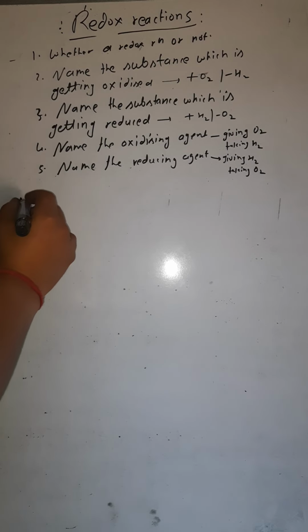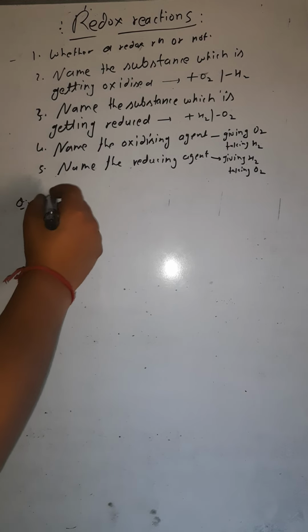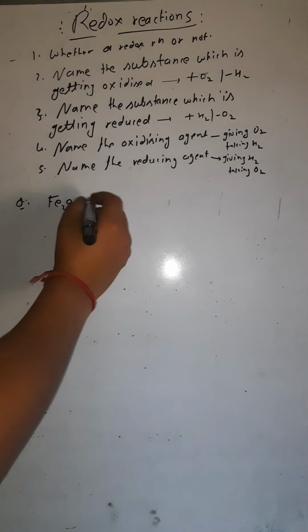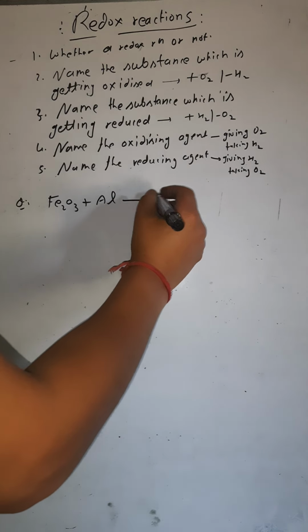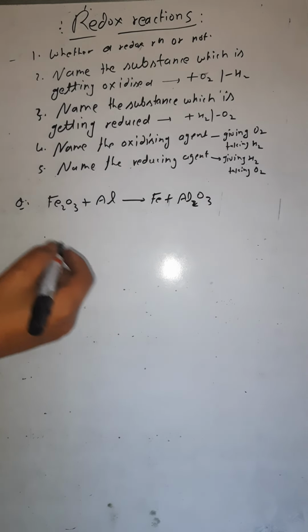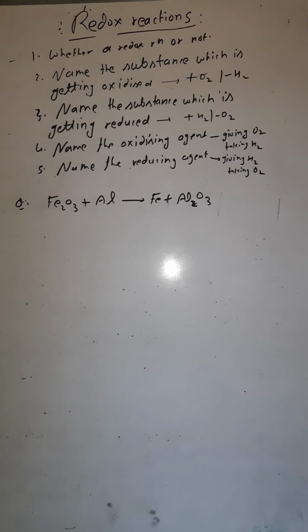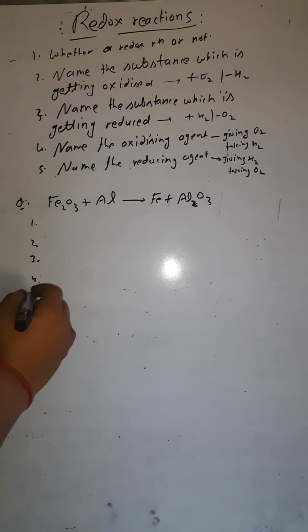Write down the question. Question is: write down a reaction. Fe2O3 plus aluminium gives iron plus Al2O3, that is aluminium oxide. So this is the reaction. First, write down all the questions again: one, two, three, four, five.